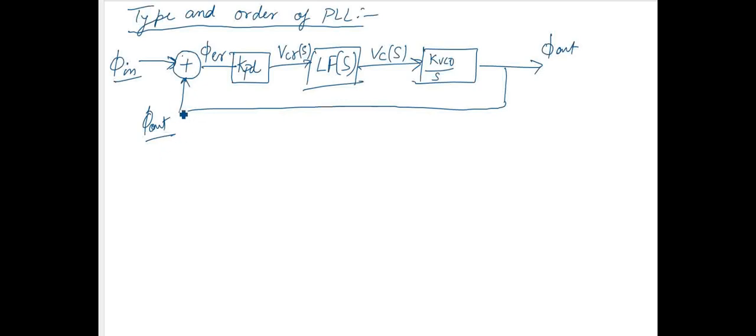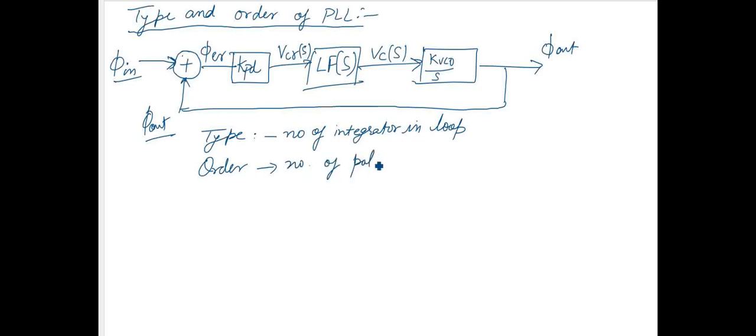So what is the type? Type of a system is the number of integrators in the loop. And what is the order? Order is the number of poles in the loop.